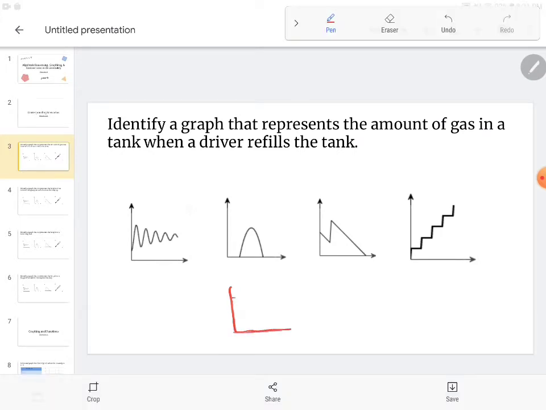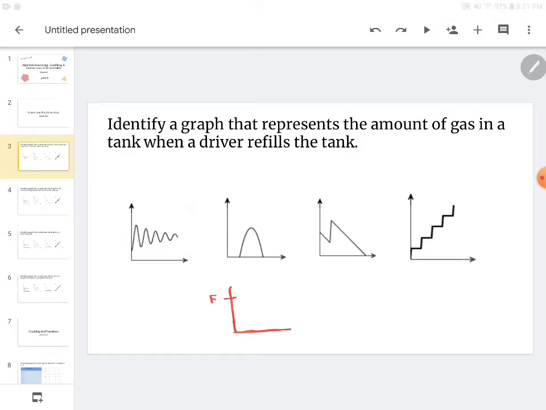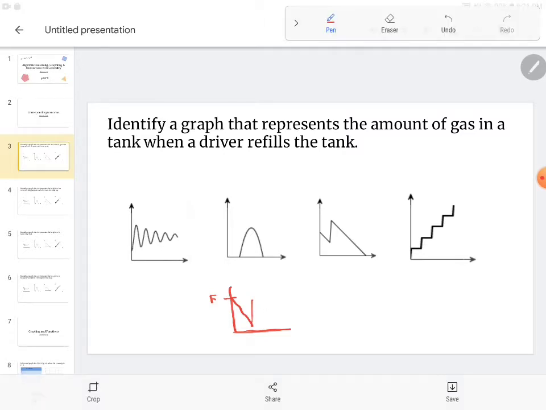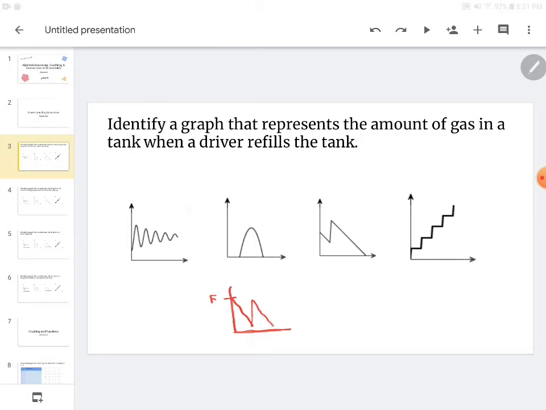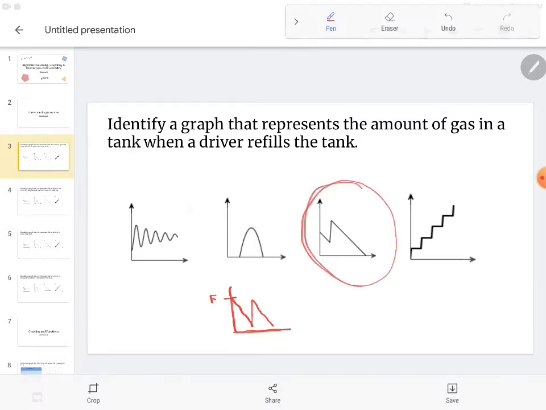Let's say we have a full tank right here, full. And we drive and drive until we get low. Well, then we want to fill up with gas. So this line going straight up is going to represent our fill up. Well, once we start driving again, we're slowly going to lose gas again. And when we look at the graph that we've created, we'll notice that this one right here, the third one, is going to be the most similar to that scenario.